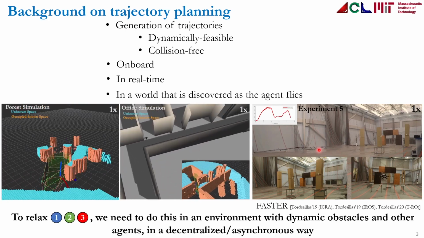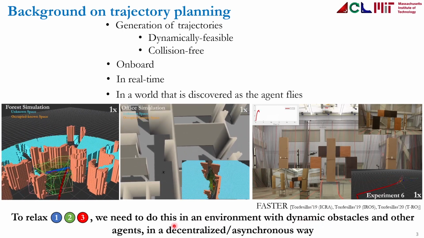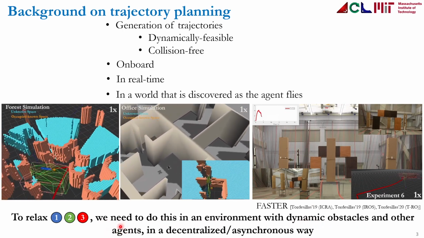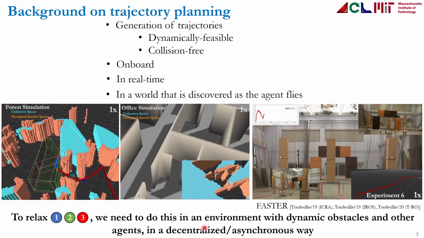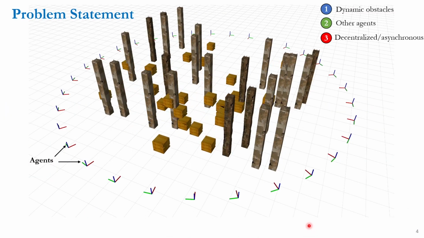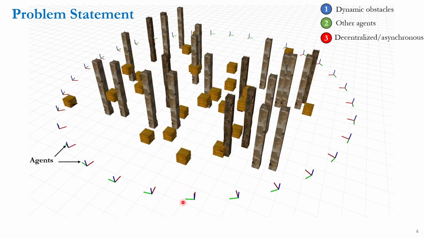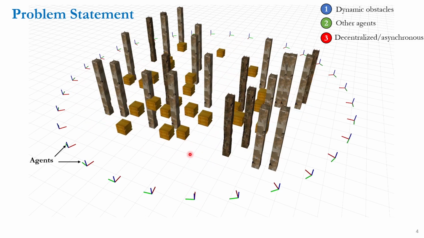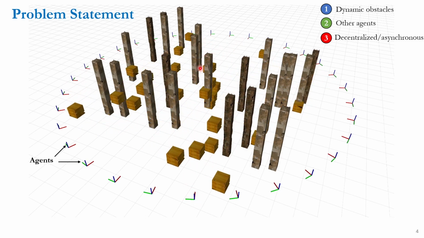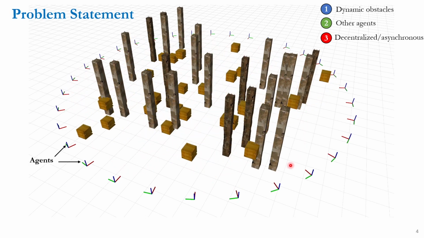The thing is that we would like now to do this in an environment that contains dynamic obstacles and also other planning agents. And when there are other agents present, we want to do this in a decentralized and asynchronous way. In other words, we would like to fly in an environment that looks like this, where we have a planning agent, for example this one, that needs to fly to a different part of the world while avoiding static obstacles, dynamic obstacles, and also other planning agents.